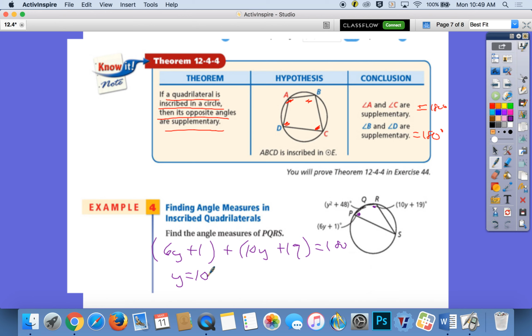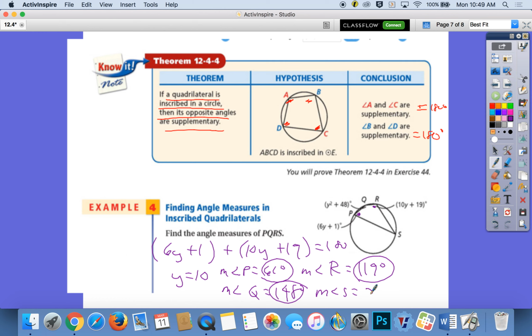So now, it says find the angle measures, so all you need to do is plug them in. The measure of angle P, after plugging that y in, is going to give me 61 degrees. The measure of angle R is 119 degrees. The measure of angle Q is 148 degrees. And then we can figure out S by subtracting this from 360, and you get 32 degrees. So that's all I got, you guys.